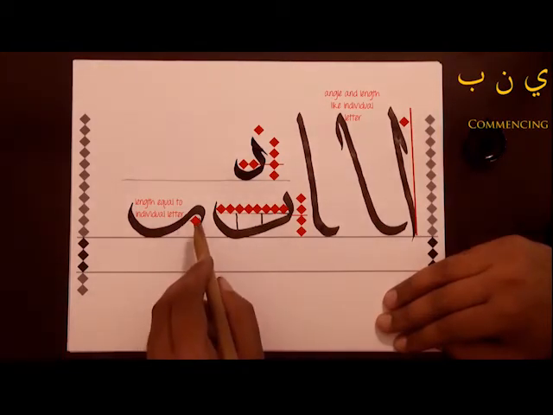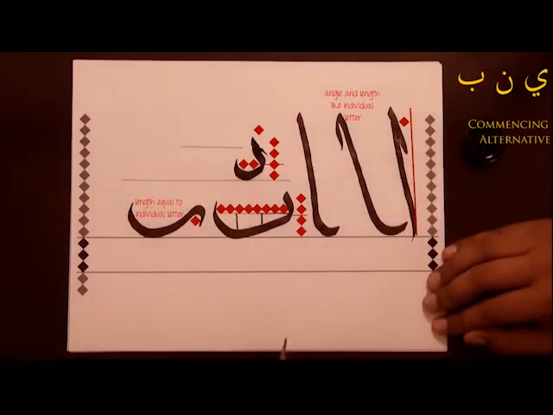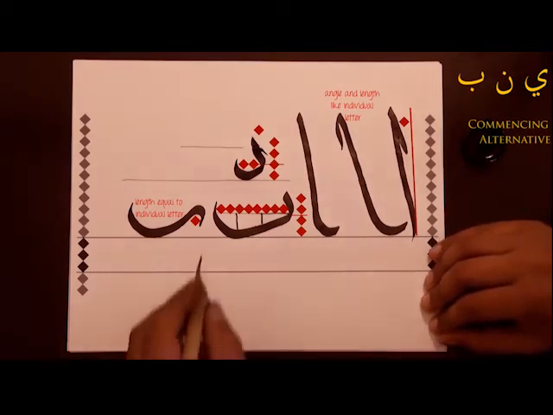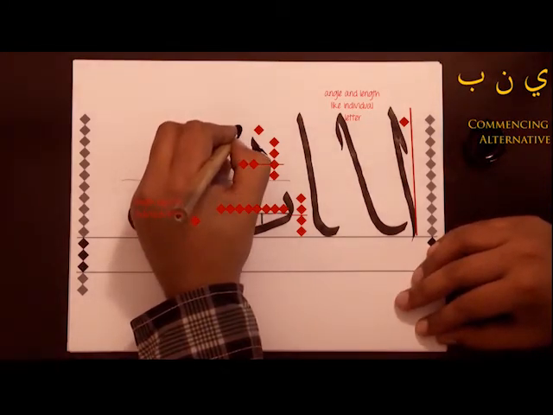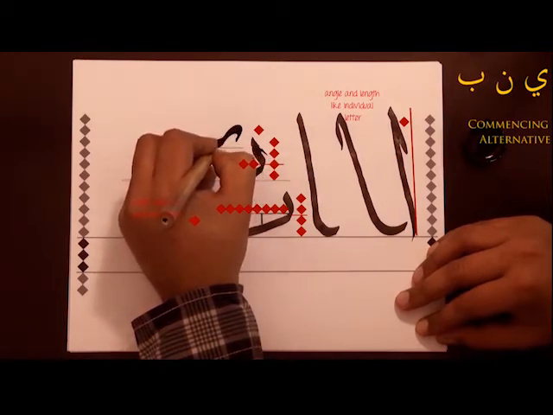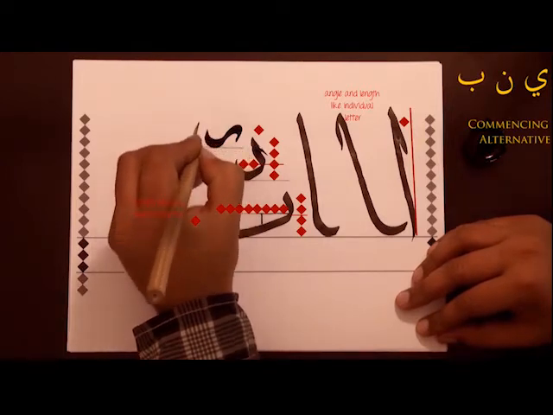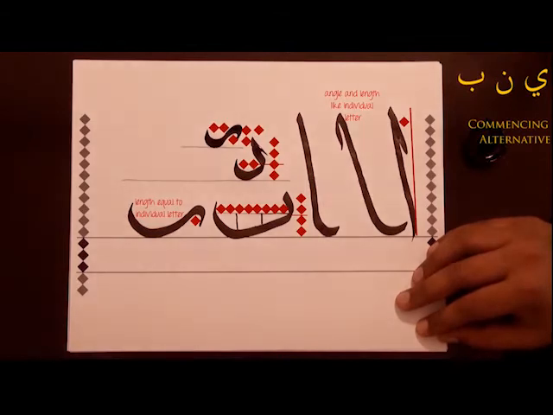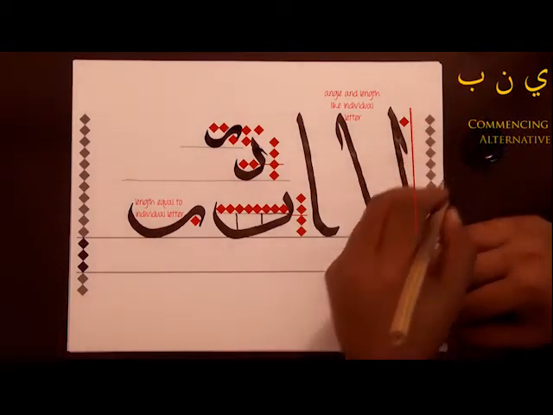You can also write the ba with the beginning in a wave. And this is what this commencing letter would essentially look like. So you'd go up towards the right and then come left, downwards, and then curve back up. And as you can see, the width of this bevel is also 2 nuqtas.